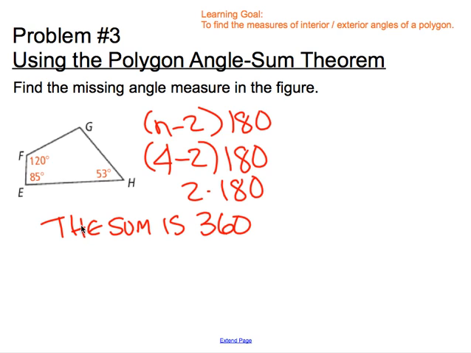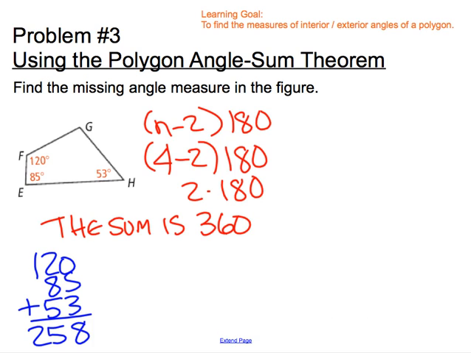Now we have 3 of the 4 angles. So we know that what we have already is 120 plus 85 plus 53. So we know that the sum is 360, but we already have 258. So if we take what we already have, the 258 degrees that we were given, and take that away from the sum, which is 360, we can see that the remainder is 102. And that tells us what the measure of G is.